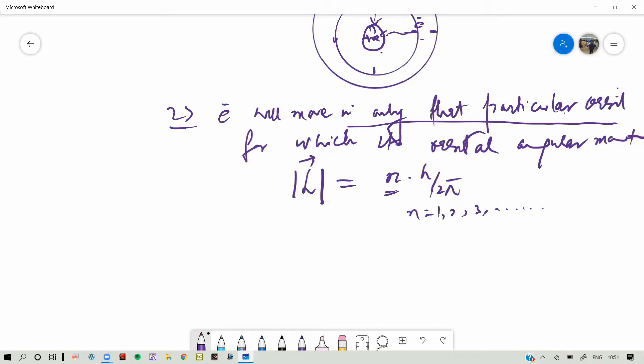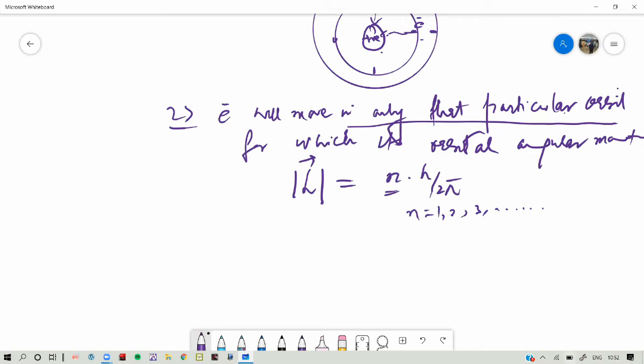So here is the quantization, actually, the concept of the quantization of orbital angular momentum of the atomic electron. And from here, the concept of the quantization of energy came. So we use this n here, and this n is also used in the energy derivations when we derive the energy expression.